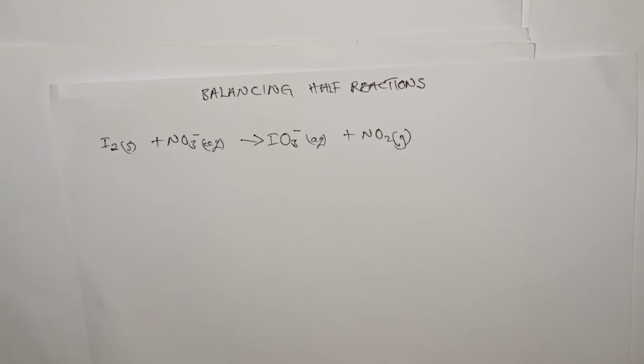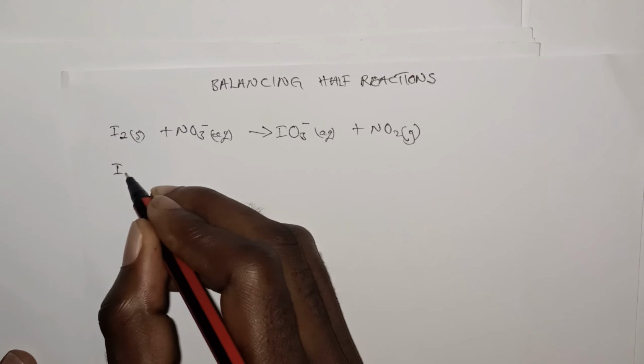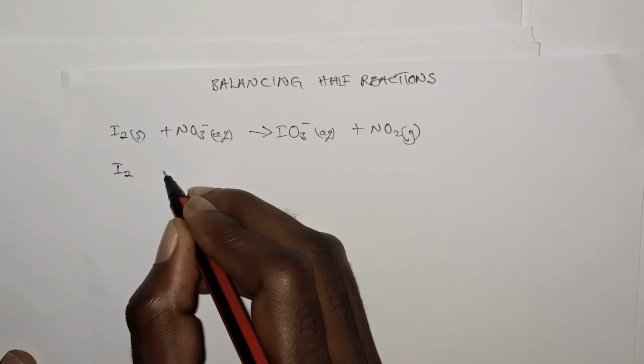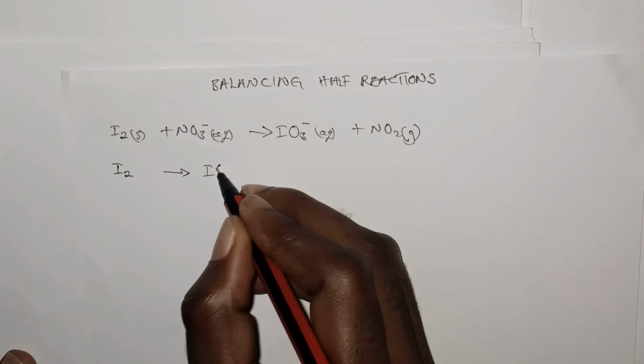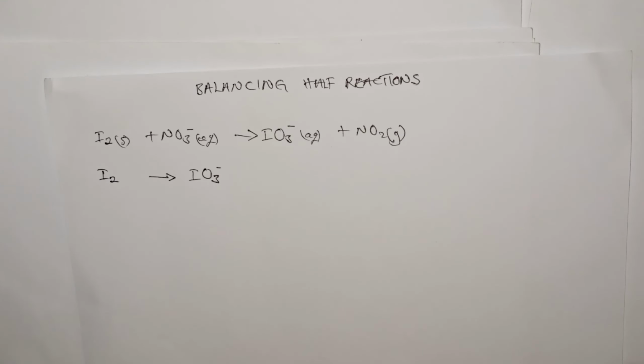So today I want to show you how to balance half reactions. I've put an example here, so we have to consider this one. The first step that you have to do is to split these reactions. Right? So let's do this one, then we'll deal with the other one.